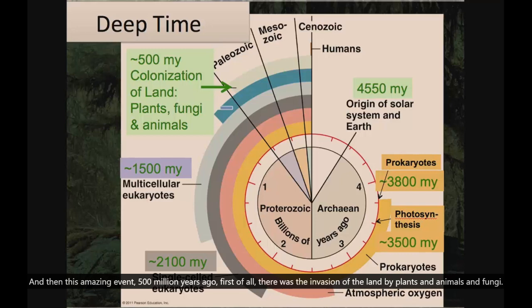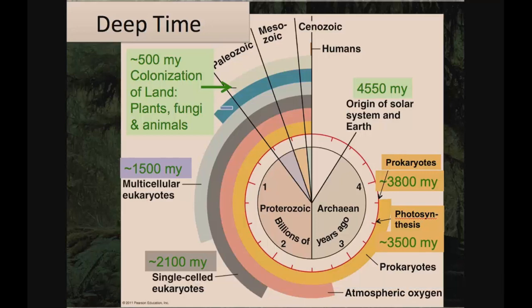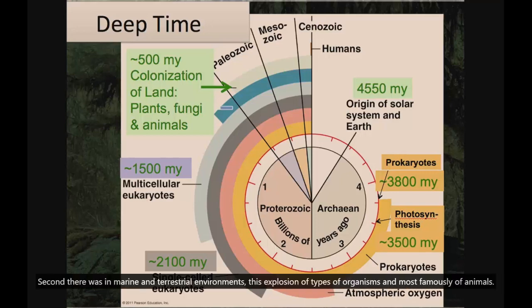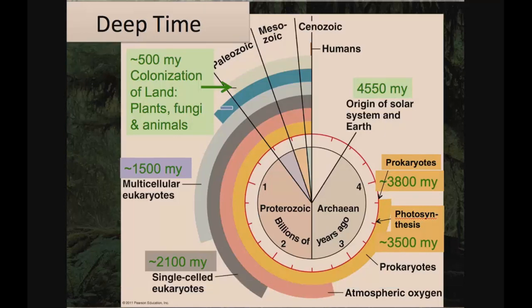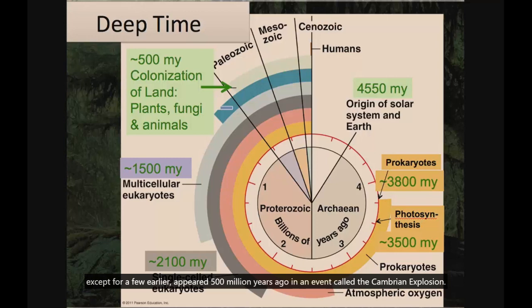First of all, there was the invasion of the land by plants and animals and fungi. Second, there was, in marine and terrestrial environments, this explosion of types of organisms, and most famously of animals. Every phylum that you know, every phylum that has ever existed, except for a few earlier, appeared 500 million years ago in an event called the Cambrian explosion.